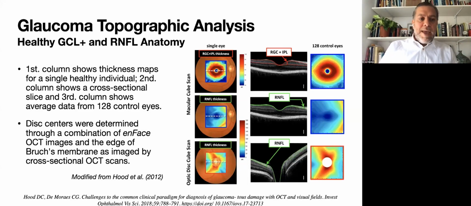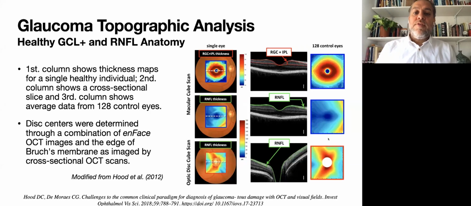Talking a little bit about the macula and the optic disc, there is a study, this is taken from the study from Dr. Hood and Dr. De Moraes at Columbia University. The first column shows the thickness map of a single healthy individual. This is a single eye. This is the cross-sectional slice of the OCT. This is in the macula for the ganglion cell layer, the macula for the RNFL, and the RNFL at the disc. And this column is 128 control eyes.